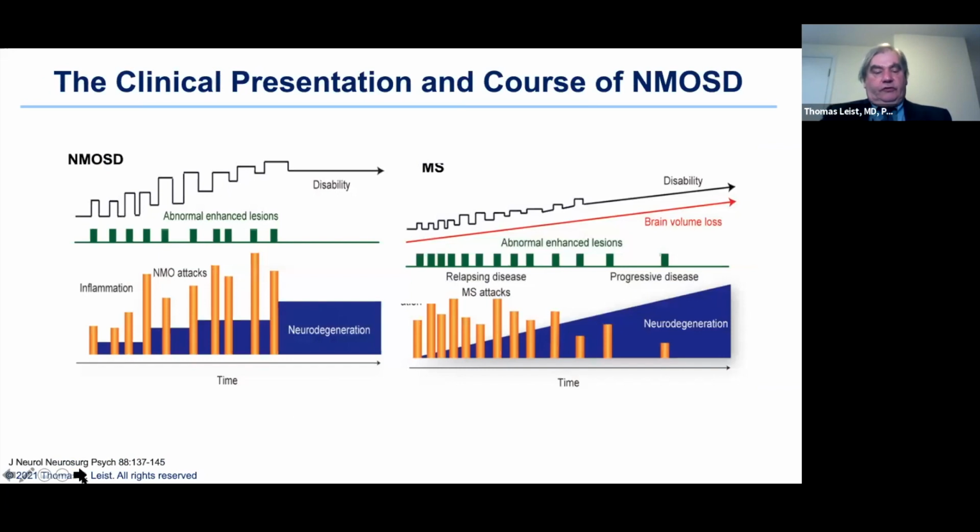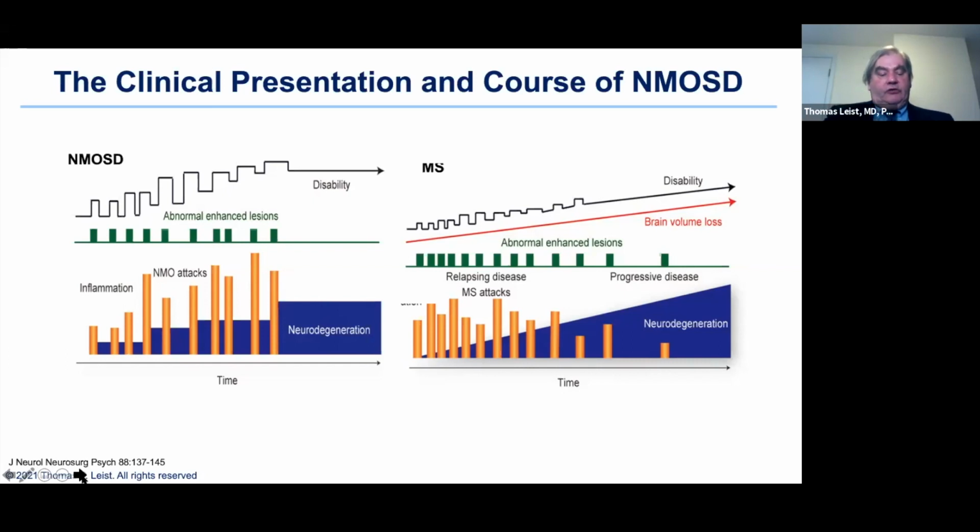So what's the difference in the course between MS and neuromyelitis optica? I think this is an important consideration because that also informs you why in neuromyelitis optica we really need to be proactive with treatment, and we cannot go through an escalation of treatment approaches as sometimes the insurance companies want us to do in MS. It doesn't make sense in MS. It particularly doesn't make sense in neuromyelitis optica.